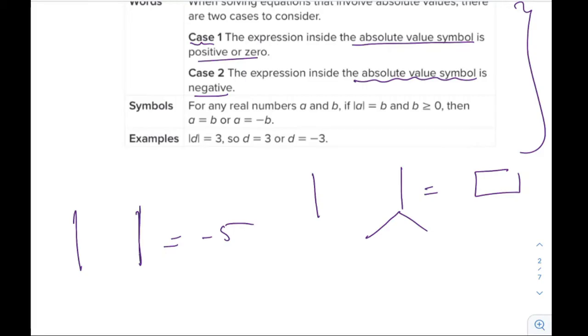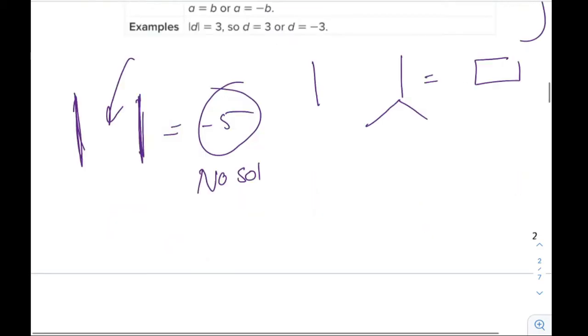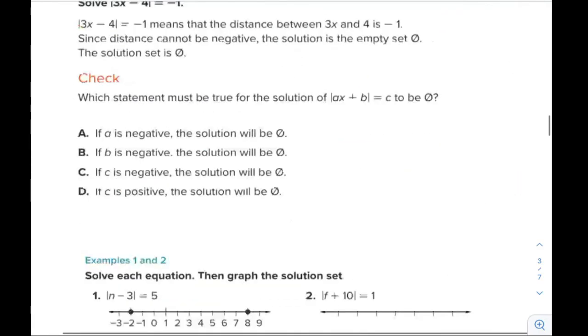So if you have this case, the absolute value on one side and a negative number on the other side, directly you can say there is no solution. Don't bother yourself and solve it. Directly say it has no solution because there is nothing inside, and after evaluating it within the absolute value, it turns to a negative value. Let's see here those cases.